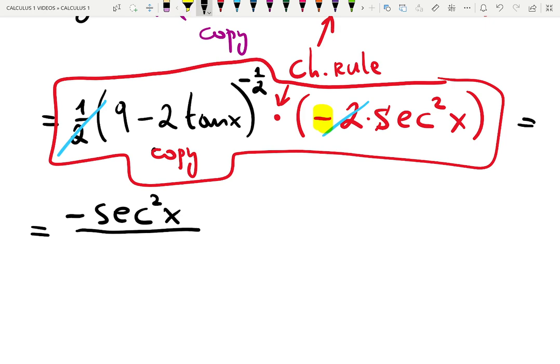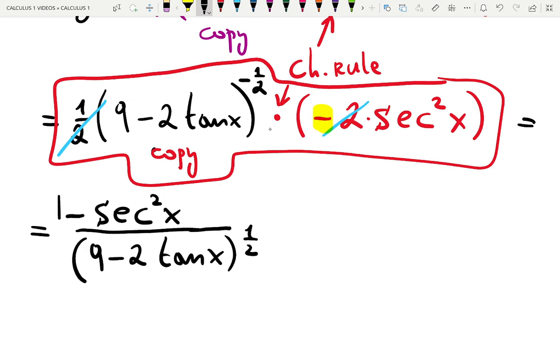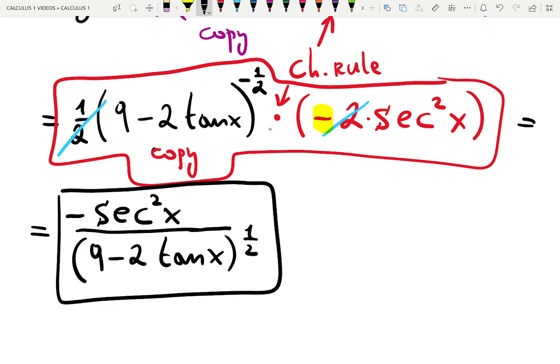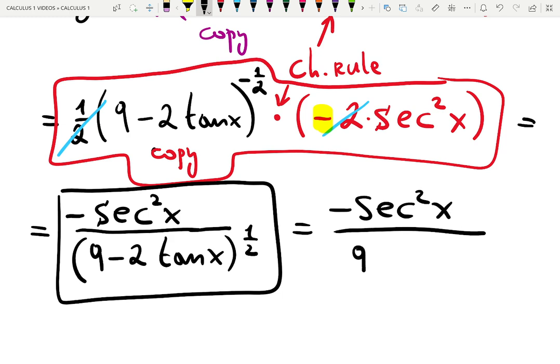2 and negative 2 got cancelled out. 9 minus 2 tangent x goes to the denominator. Why? Because of the negative exponent. Now it becomes positive, so I will raise it to 1/2 instead of negative 1/2. That is a very beautiful answer. I actually like it more now because it's shorter to write. The other answer can be negative secant squared x divided by 9 minus 2 tangent x.